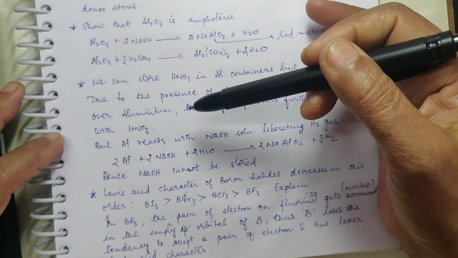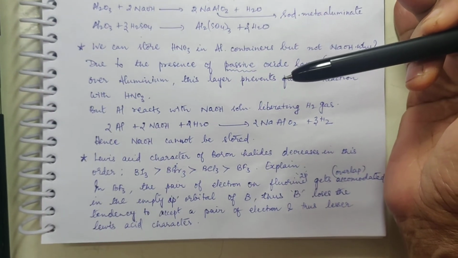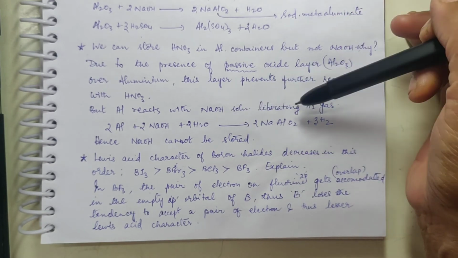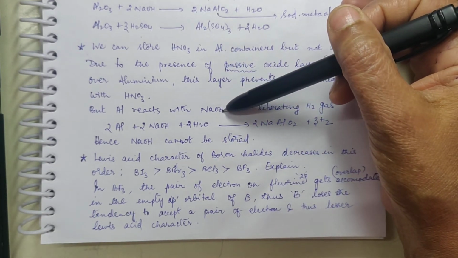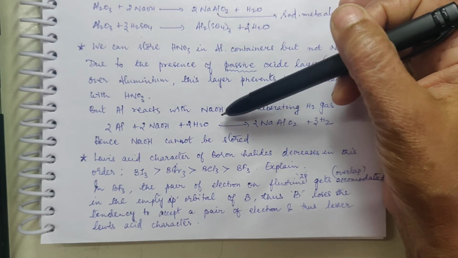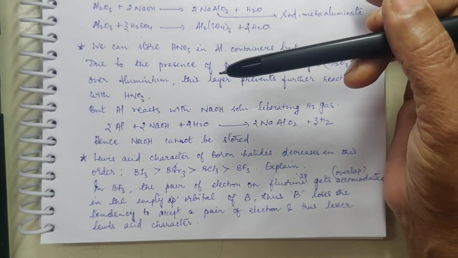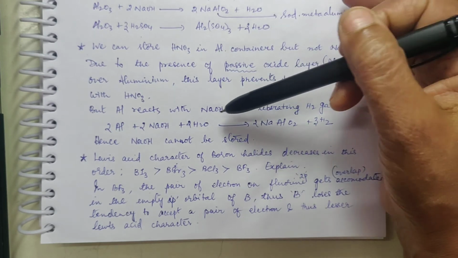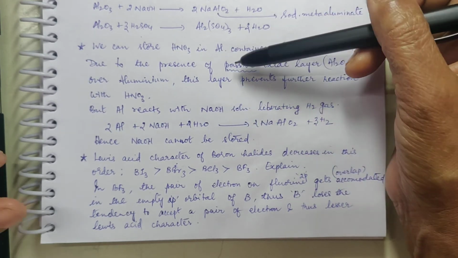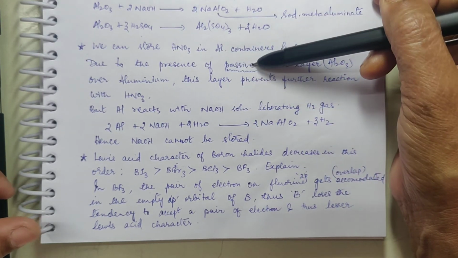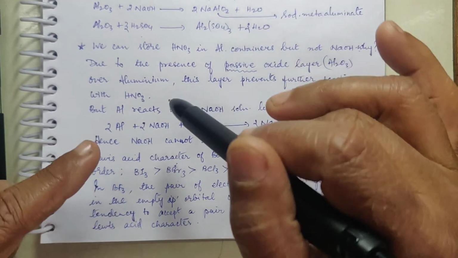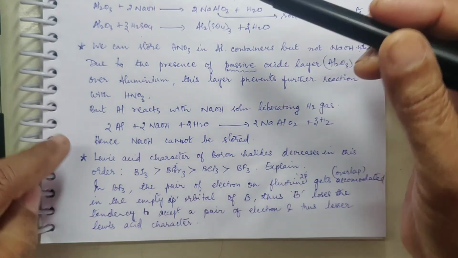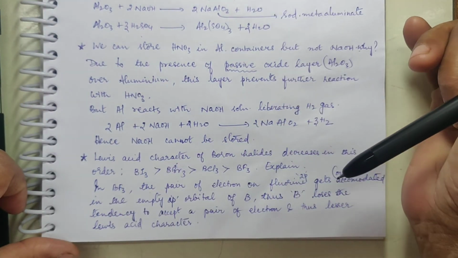But with NaOH, it is reacting, liberating hydrogen gas. Since it is reacting with NaOH, you cannot store NaOH in it. Aluminium की container में छेद आ जाएगी. You cannot store NaOH because it is reacting with NaOH. But with HNO3, the passive layer is not allowing HNO3 to penetrate through the oxide layer into the aluminium layer. Okay, so it prevents reaction.